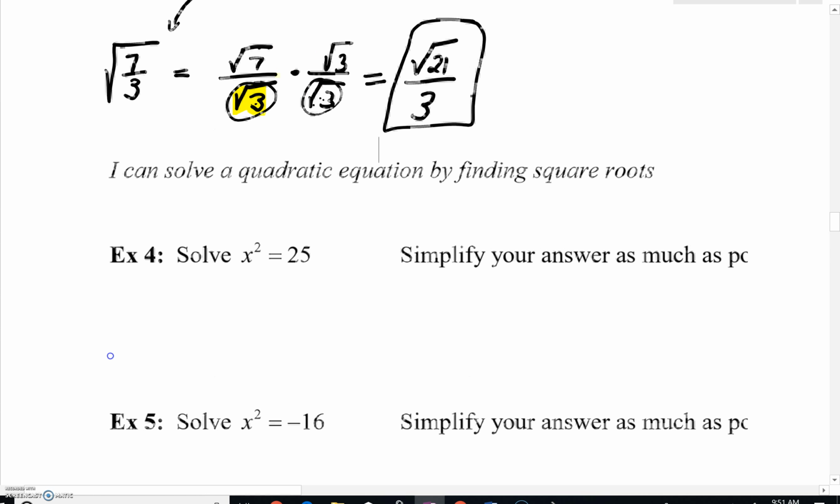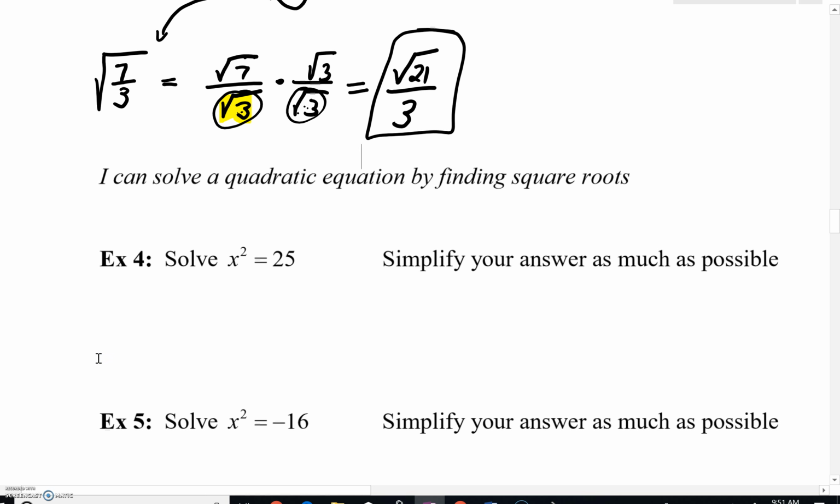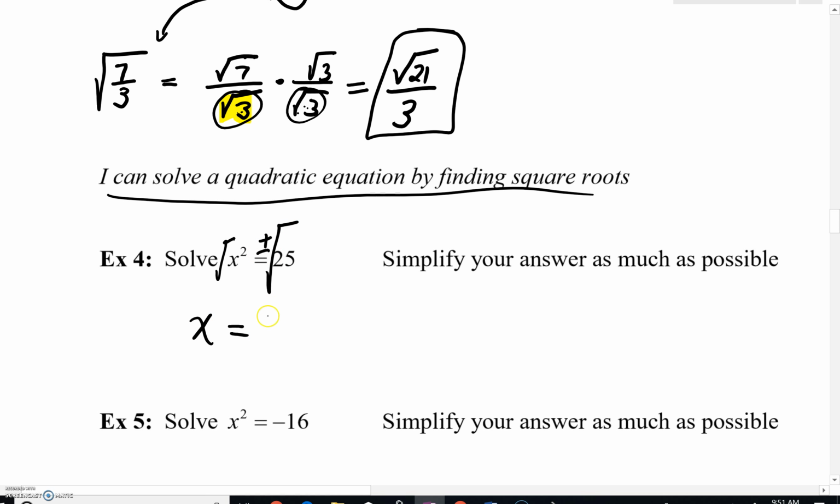Then we're going to go to a second learning target. I can solve a quadratic equation by finding square roots. If there is an answer, there will be two. When you take a square root on both sides to solve, there will be a plus and a minus. And that's finding both square roots, the positive and the negative.